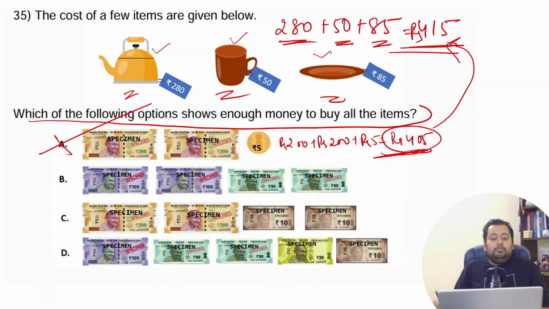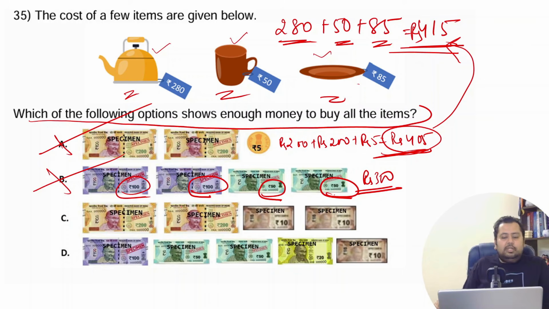Let's now go to option number B. Option number B is rupees 100 plus rupees 100 is rupees 200, plus rupees 50 is rupees 250, plus rupees 50 is rupees 300. So it has rupees 300. Is rupees 300 enough money to buy all three of them? No, I will not be able to do that. So option number B is not the correct option.